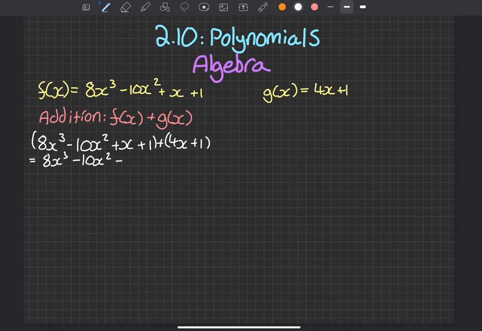The like terms combine and you'll have plus 5x. Like terms combine and you have plus 2, right? Pretty simple. And then we move on to the subtraction of polynomials. And this is pretty much the same as addition.